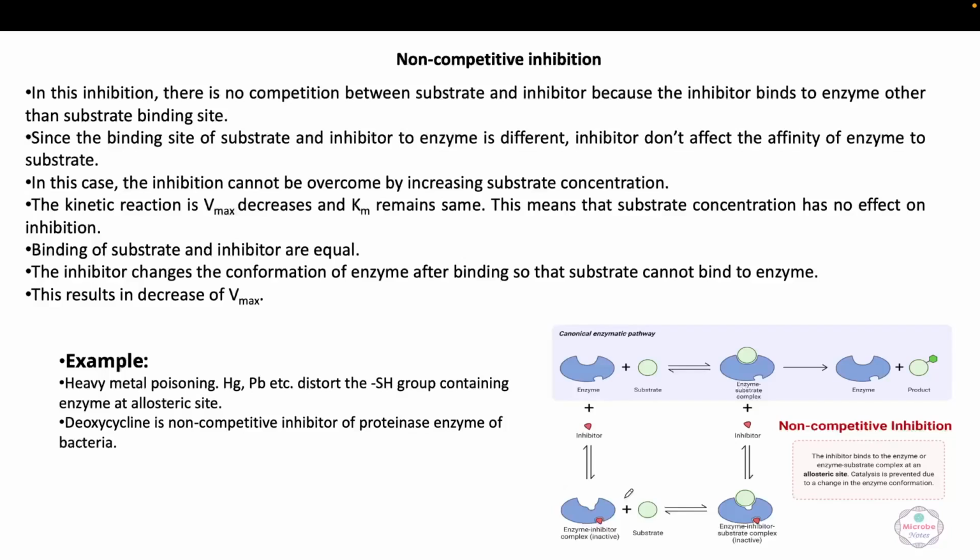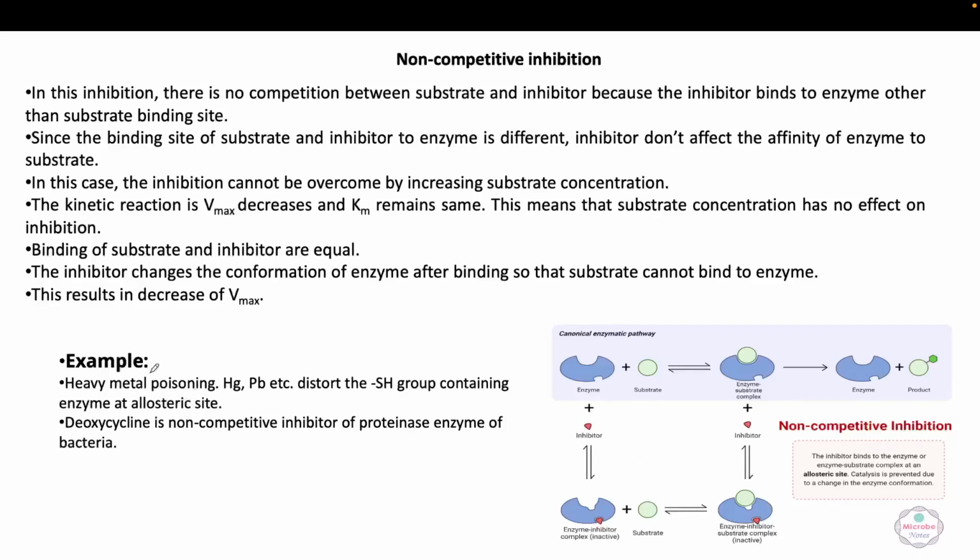It is decreased. And here binding of substrate and inhibitor are equal, because they both bind to different sites. The inhibitor changes the conformation of the enzyme after binding, so that the substrate can't bind to the enzyme. This is one possibility. Suppose the free enzyme binds with the inhibitor, then it can't bind to the substrate. And in the case of the enzyme substrate complex, if the inhibitor binds, it can't allow the conversion of substrate to product. So there are two ways of non-competitive inhibition.